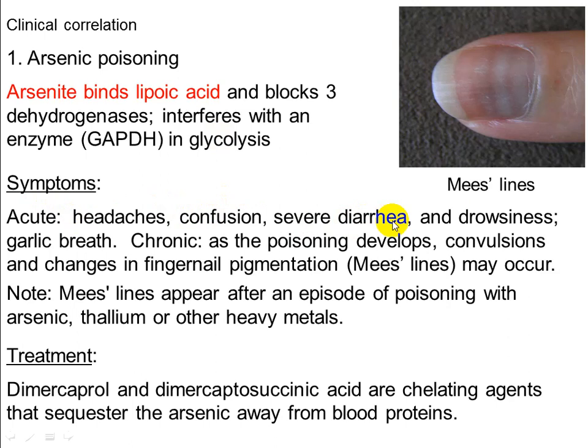Another characteristic of arsenic poisoning is garlic breath. When arsenic poisoning is chronic, convulsion and Mees lines may occur. These are the Mees lines. Although Mees lines are not specific to arsenic poisoning, they can be used as a sign for diagnosis.